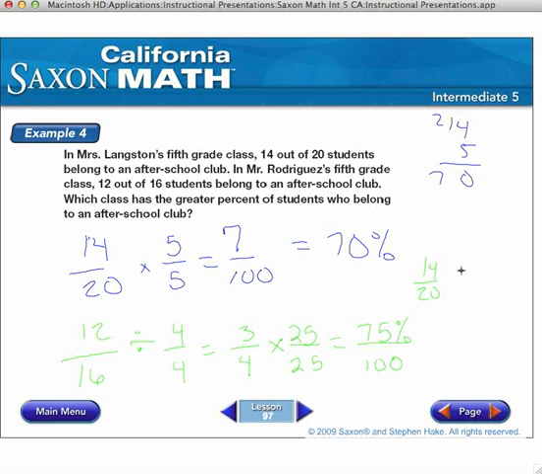So 14/20 is less than 12/16. 75% is greater than 70%. So Mr. Rodriguez's class has the greater percentage. All right, that's it for examples. Off to your lesson practice, and I'll see you in the morning.